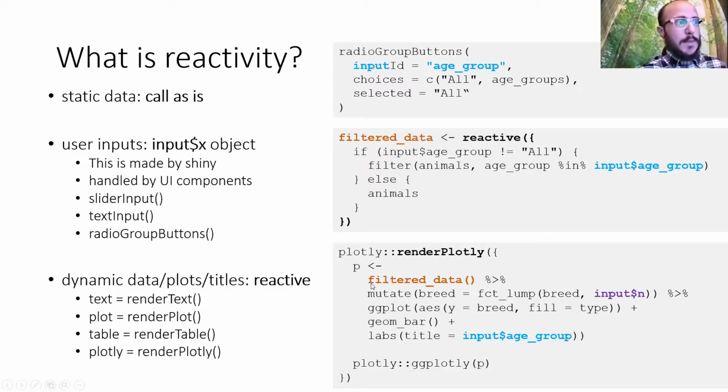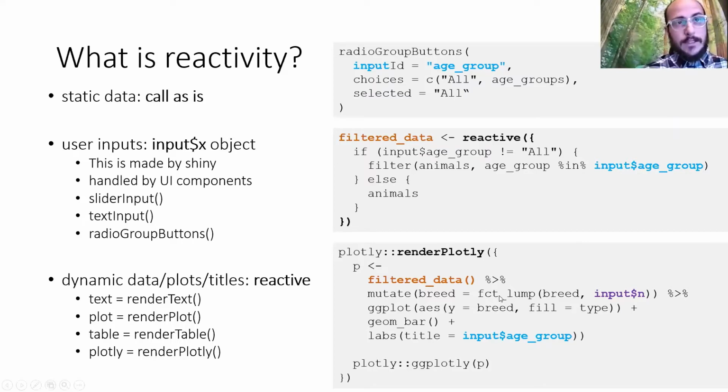So renderPlotly is going to be pretty similar to just a regular call to make a plotly, but because I want to use this filtered data set, which is itself reactive, I have to call that with the parentheses. So I'll say filtered data with the parentheses. And then in my data manipulation, when I want to access the value of the slider, I'm going to say input n.